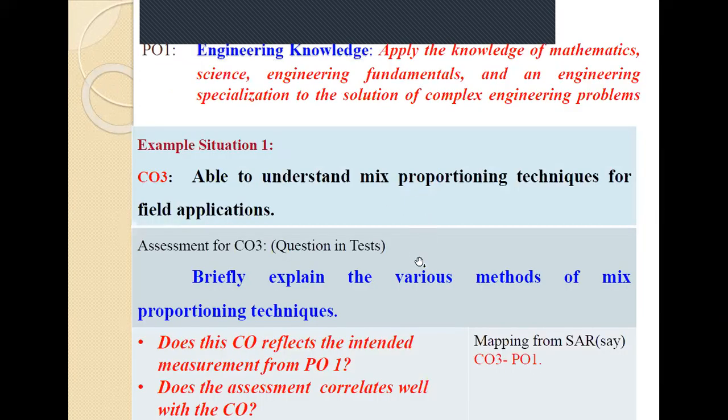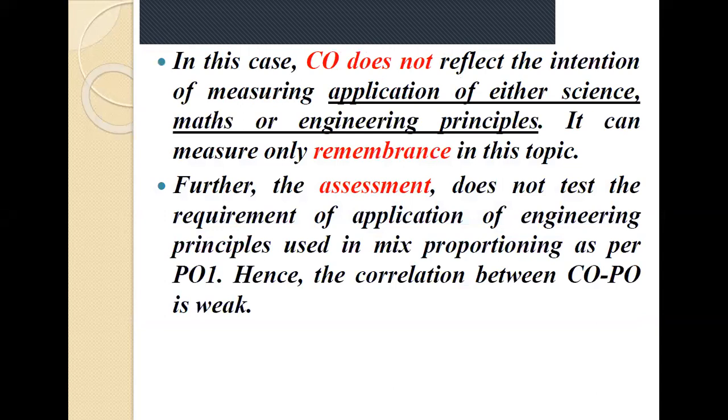So it's talking about various methods of mix proportion techniques. As far as civil engineering is concerned, the professor says the relevance is completely missing. So we can simply say that is the attainment process we are going to consider. What he says is further, the assessment does not test the requirement of application of engineering principles used in mix proportion as per PO1. PO1 is talking about the principles, but here it is talking about something different. So what kind of correlation can we draw here? The correlation is going to be low, or we can say slight or weak. Like that you can consider.